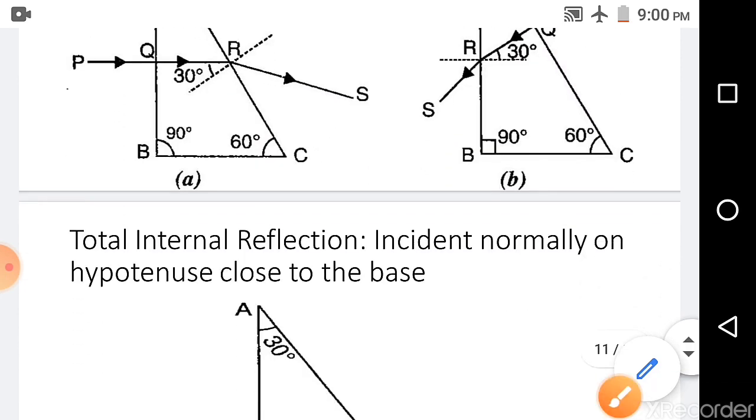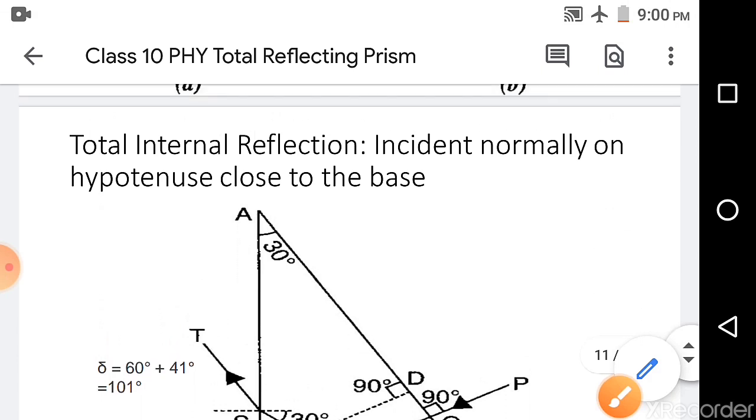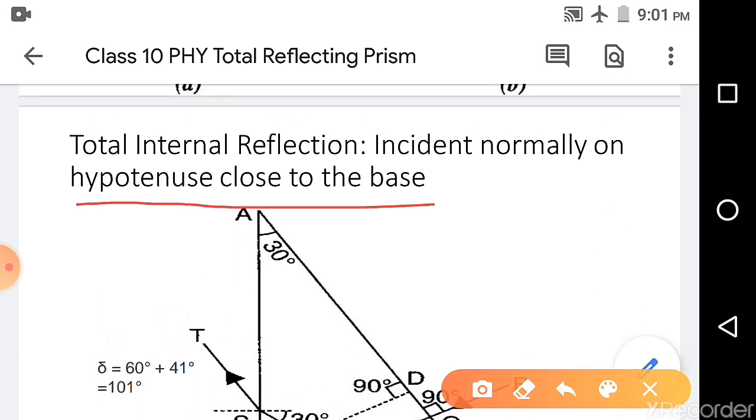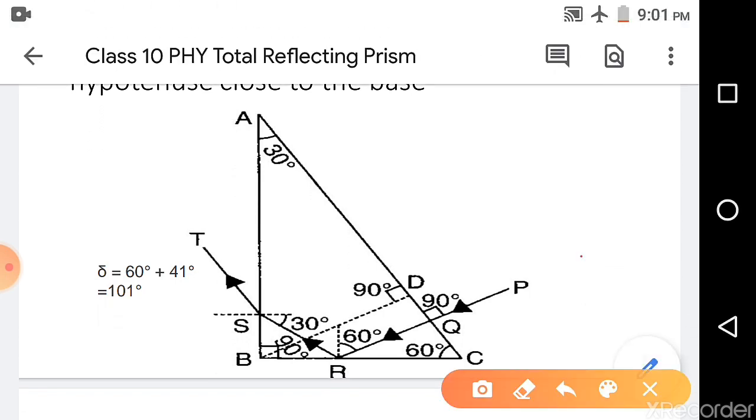Now see the special condition, total internal reflection when the ray is incident normally on the hypotenuse close to the base, that means somewhere near the foot or near the base of the prism. This is the light ray incident on the hypotenuse near the base. This PQ is the light ray incident normally. It passes undeviated and strikes the surface BC, not AB. It strikes BC directly with an angle of 60 degrees. See how it is 60 degrees: this one is 90 degrees, this is 60 degrees, and this one is 30 degrees, and that's why this part is 60 degrees.